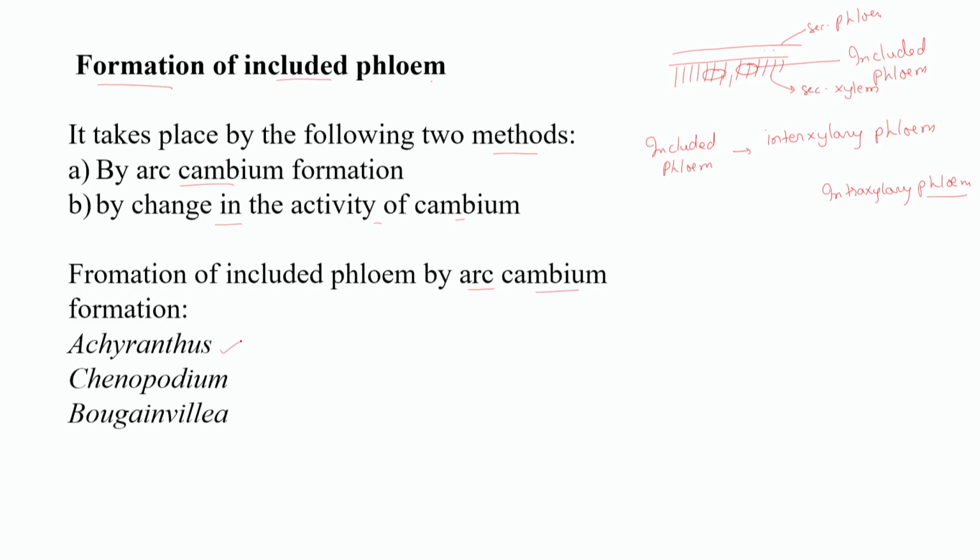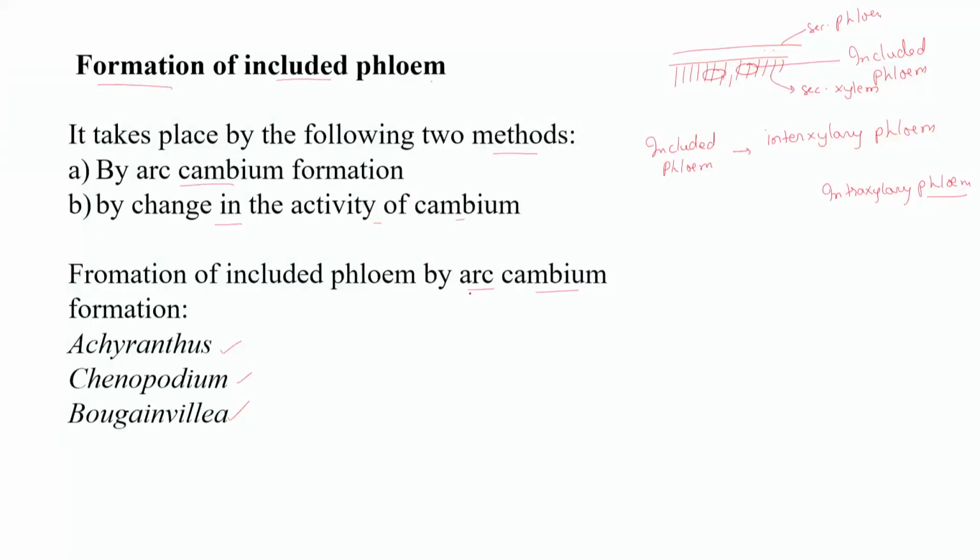Some examples are Achyranthes, Chenopodium, Bougainvillea. Now these examples we have already studied before, and many other anomalous structures were present in these plants also, like in Achyranthes and Bougainvillea we have studied about medullary bundles and the formation of accessory cambia. Now again, one more anomalous structure which is found in these stems is the presence of included phloem. Now how is this included phloem developing?